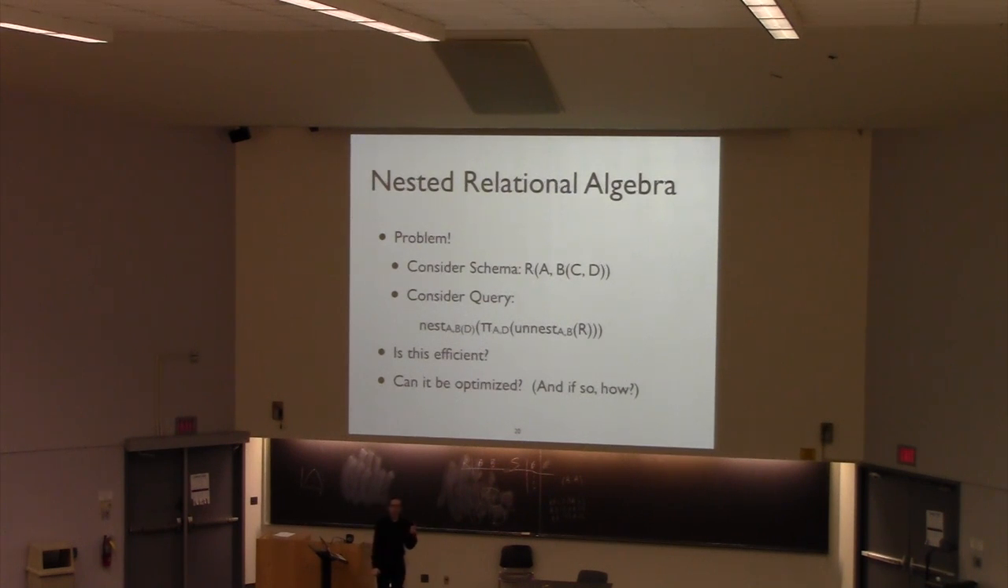And I have this query here where I first unnest R, basically spread out all of the B attributes, denormalize it, project away the C column, and then gather everything back. So essentially now I end up with, what is my schema for the output? If I drop the C column, let's do this step by step. I start out with R, which has an A and a B, and the Bs are all tables of C and D.